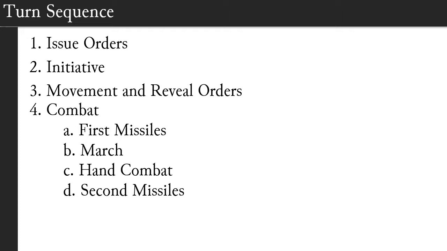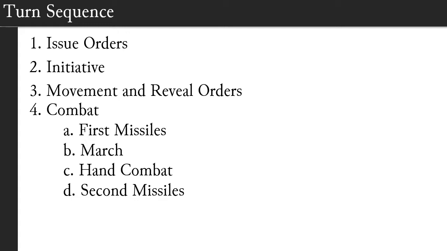Next is march. Units with march orders can now cast their missiles, and this also includes spells. I usually say missiles, though it can be spells as well. So if you're playing a game of fantasy and you have a wizard, pretty much anytime I say cast missiles, you can also substitute that with casting a spell.